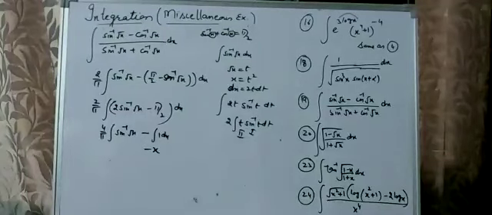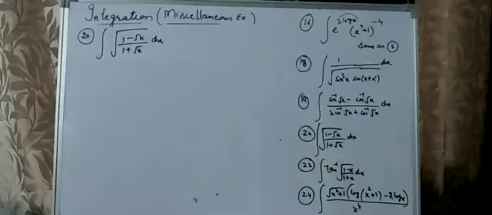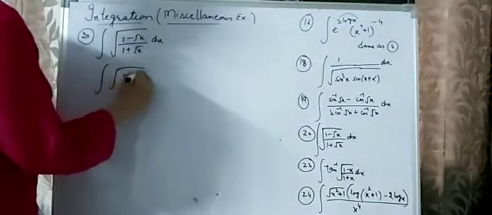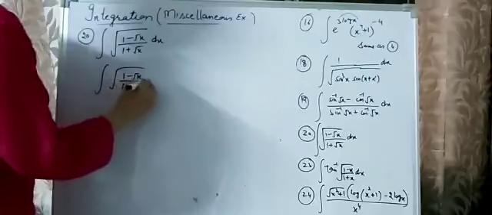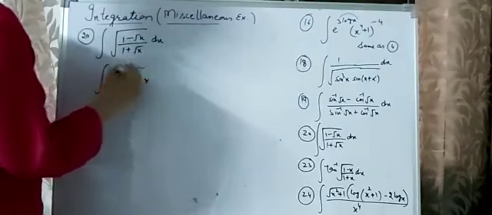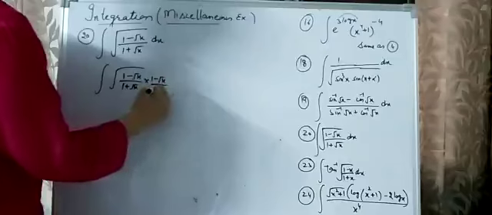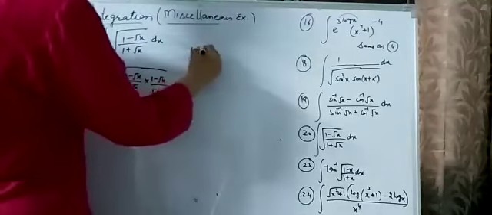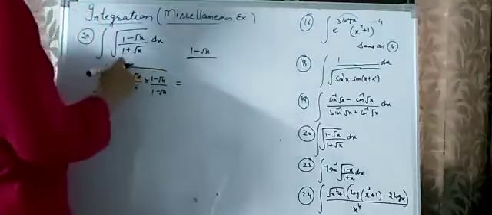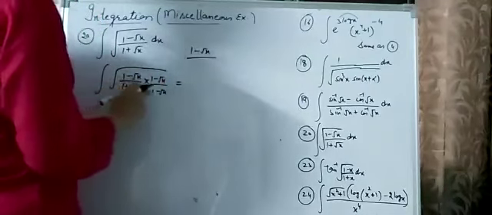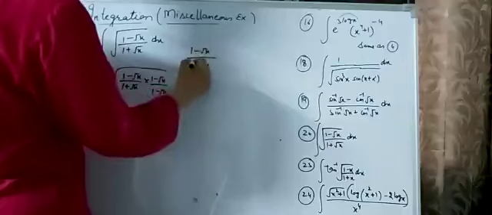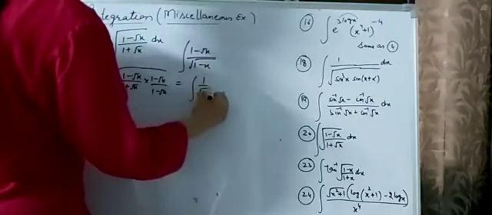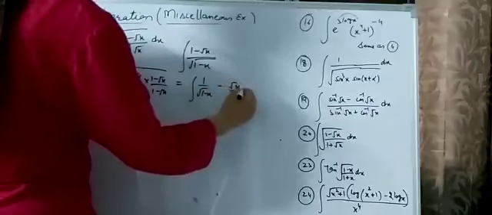Now next we have the 20th question. Again in this question we first rationalize this: 1 minus root x over 1 plus root x. We try to remove the root part from the numerator like this, so we change the sign here. So we'll get 1 minus root x whole square. Why? Because this is (a + b)(a - b), so this is here 1 minus x. So this question is changed into two parts like this and this.